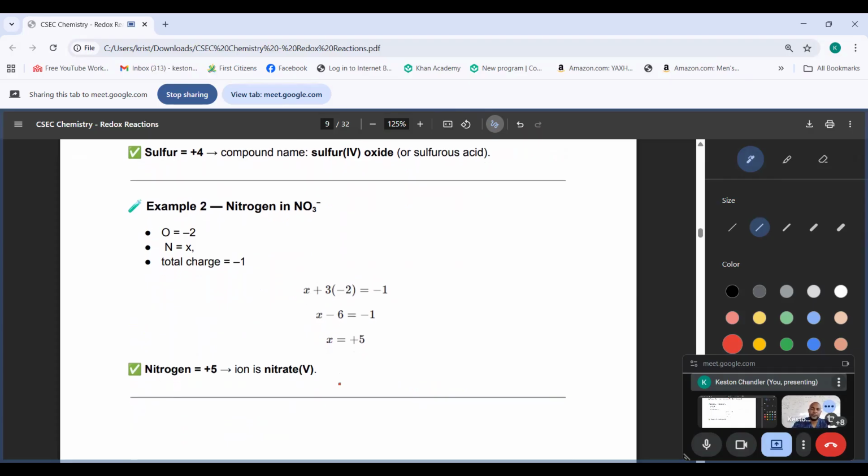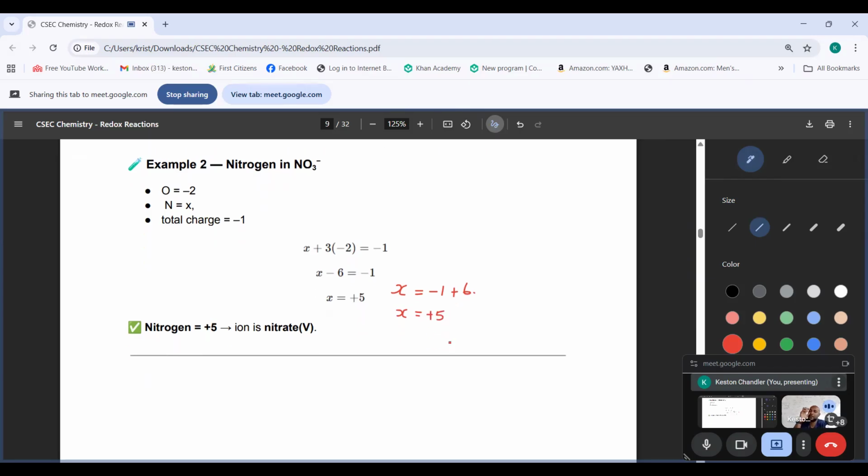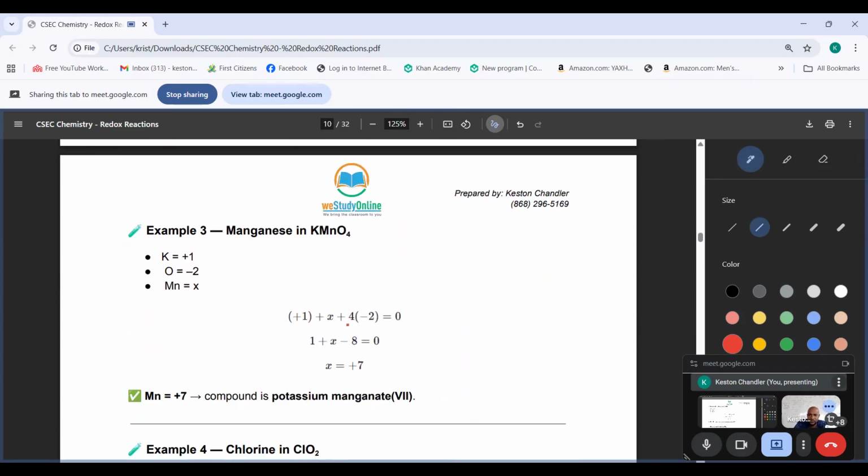Look at this one. This is the nitrate ion. Oxygen we know to be -2. We're going to put an X for nitrogen because we want to find out that the total charge is -1. So we're putting it equal to -1. 3 by -2 will give me -6. I carry the -6 across my equal sign. I'll get -1 plus 6. And that will give me +5. So the oxidation number of nitrogen in this nitrate ion is +5. I think I said the wrong thing just now.